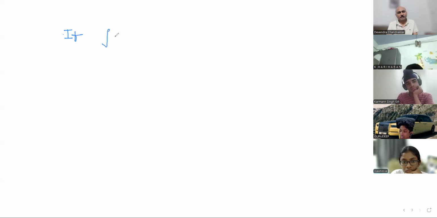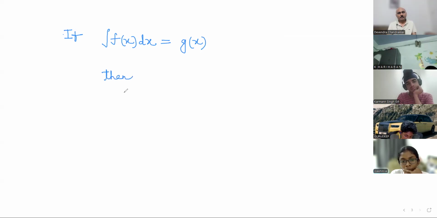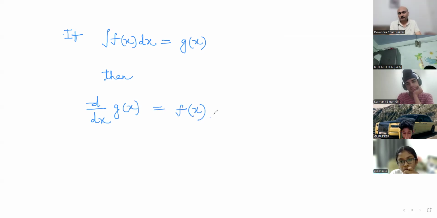He says if the integral of some function fx is a function gx, then the differentiation of that function gx will be the function fx. That's it. If integration of some function fx is another function gx, then differentiation of gx should be fx.